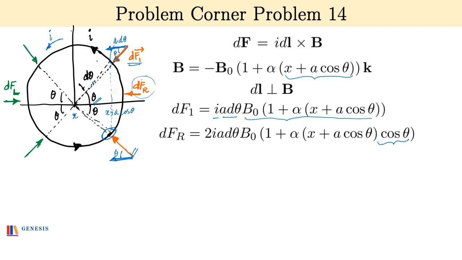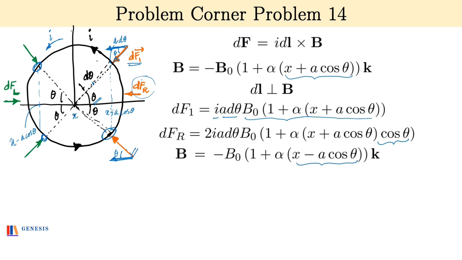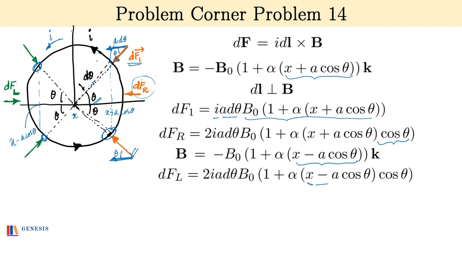Similarly, if we take mirror image elements about the y-axis, the fields at this location will be B vector is equal to minus B naught into 1 plus alpha times, now these locations will be x minus a cos theta. The field only depends on the x coordinate, and both of these elements have the x coordinate x minus a cos theta. And the net force on them, as we have calculated before, will be 2I a d theta B naught, and in the whole term everything remains the same. Only difference will be instead of x plus a cos theta, we will have x minus a cos theta. And note that this dF_l force will be in the positive x direction.